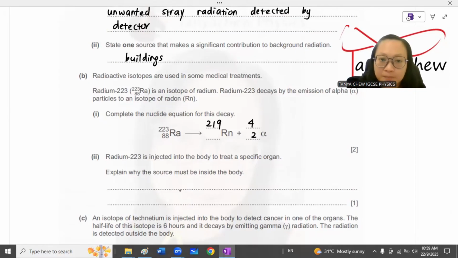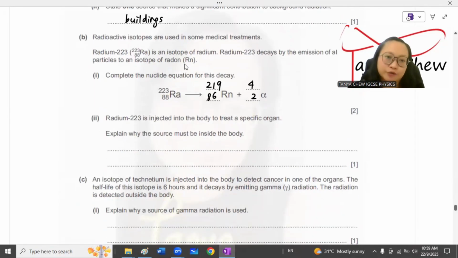So you take 88 minus 2, you will get 86 here. Second part, radium-223 is injected into the body to treat a specific organ. Explain why the source must be inside the body. You know, this is alpha. It will give alpha particles. An alpha particle is a big particle. It has the lowest penetrating power. If you inject outside the body, it might not get into your body. So that is why the source must be injected inside the body.